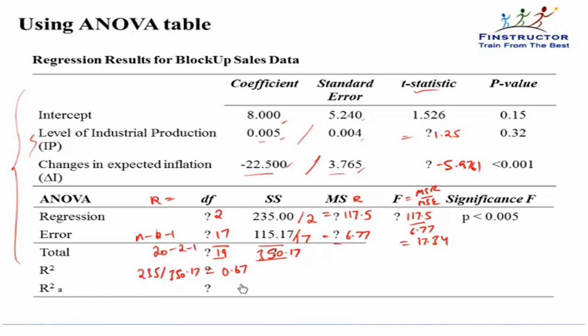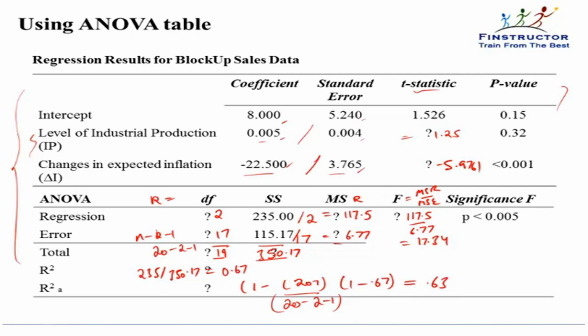Similarly, the adjusted R square can be calculated as 1 minus n minus 1, that is 20 minus 1, upon n minus k minus 1, that is 20 minus 2 minus 1, into 1 minus R square, that is 1 minus 0.67, comes out to be 0.63 approximately. So we filled in the missing values in the ANOVA table as the first part of the question asked.